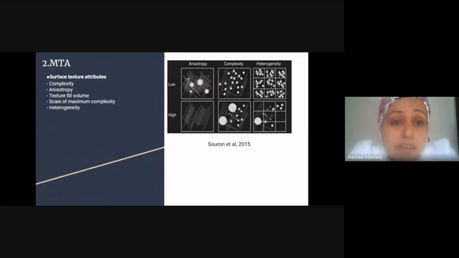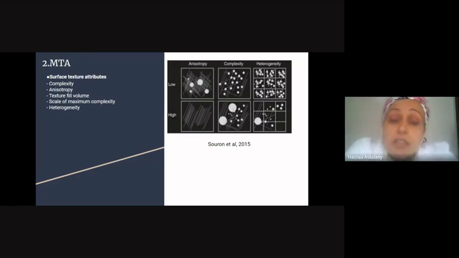We have five variables to describe the surface texture attributes. First, complexity, which is the calculated change in surface roughness with the change of scale, reflecting mainly hardness. And then anisotropy, which measures surface texture orientation, and then the textural fill volume, which is the measure of size and depth of the wear feature. And then we have scale of maximum complexity, which is the scale of increasing roughness that depends on the size of abrasive particles. And last, heterogeneity, which is the variability in complexity across the surface, and that's related to the variation in food properties.